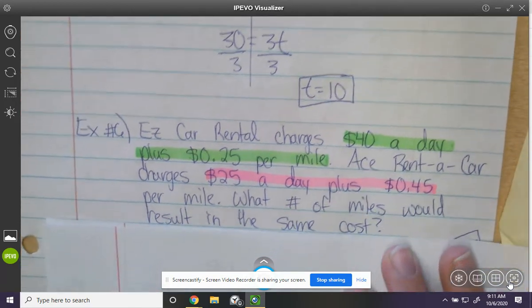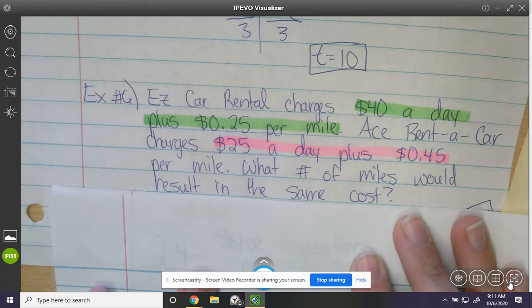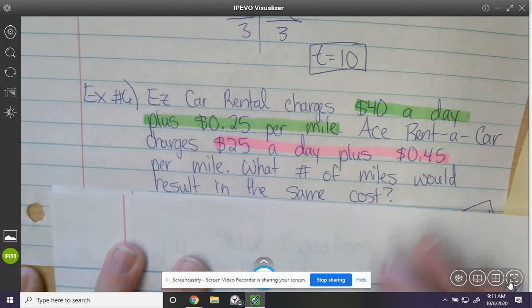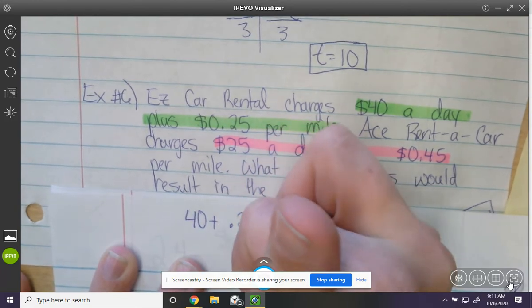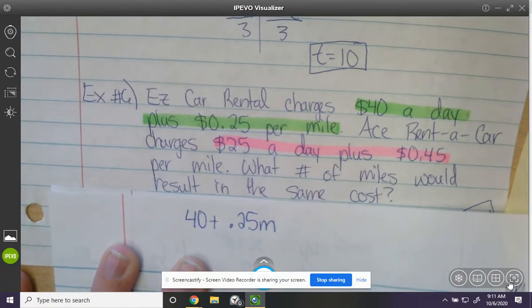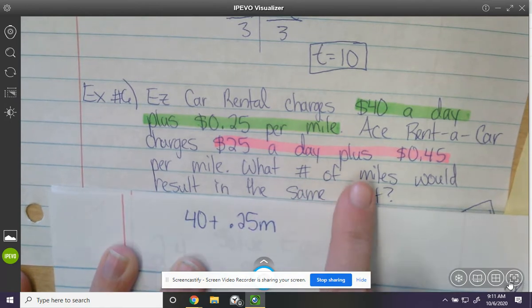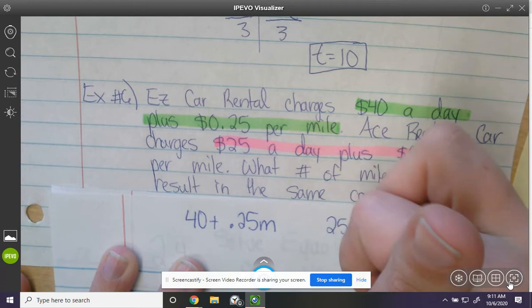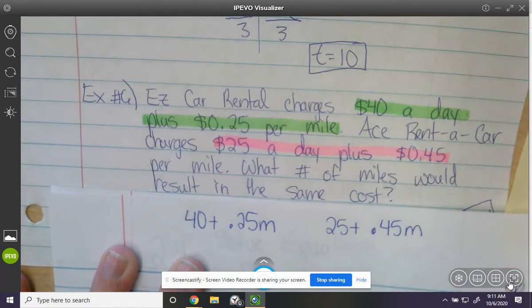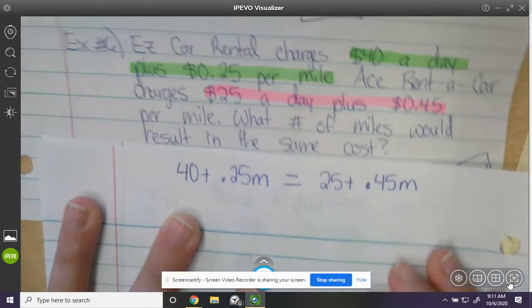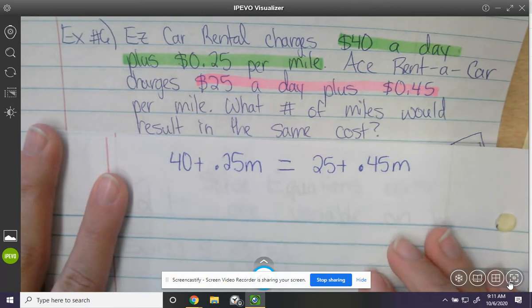Okay, Easy Car Rental charges $40 a day plus 0.25 per mile. That right there tells me 40 plus 0.25m. That's for Easy. Ace Rent-A-Car charges $25 a day plus 0.45 per mile. So 25 plus 0.45m. What number of miles would result in the same cost? So if I'm trying to figure out when would these be equal?